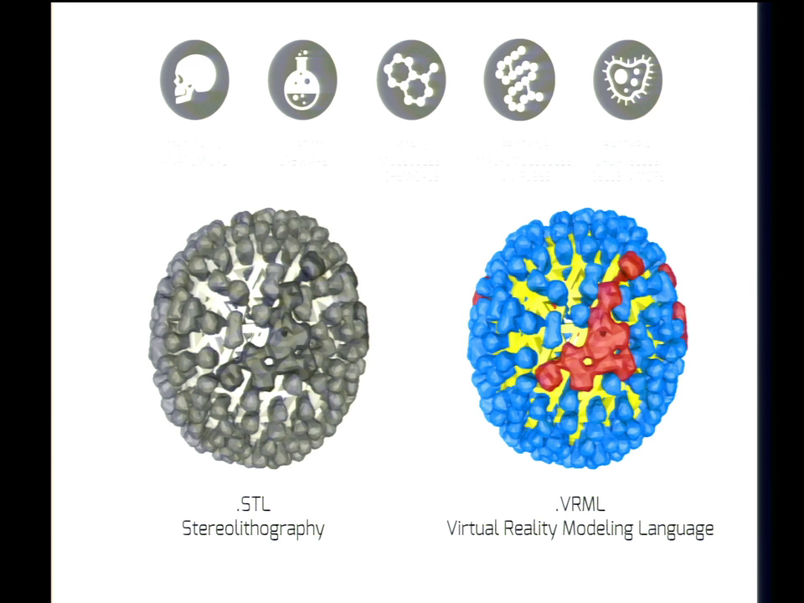So getting into the visualization part, there's two main file types used in 3D printing: stereolithography, which doesn't have any color information, and then the virtual reality modeling language, VRML, and that does contain color. So because 3D printing has been mostly about functionality, this color aspect hasn't really been that important.